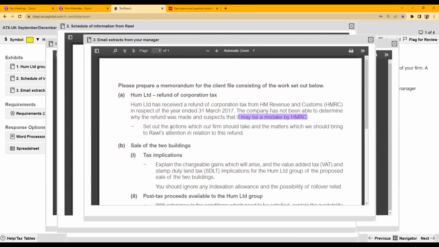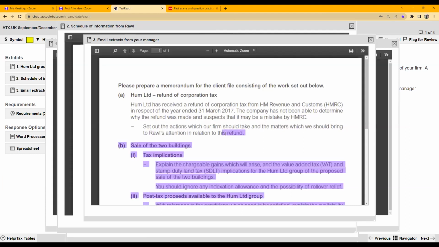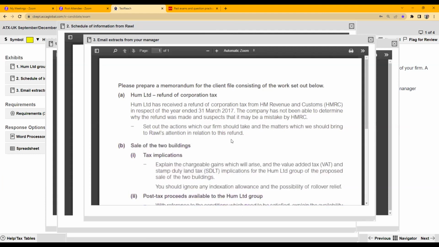So the company also knows that HMRC has mistakenly refunded this amount. Set out the actions which our firm should take and the matters which we should bring to Rawls' attention in relation to this refund. So this part A is pertaining to the first requirement.